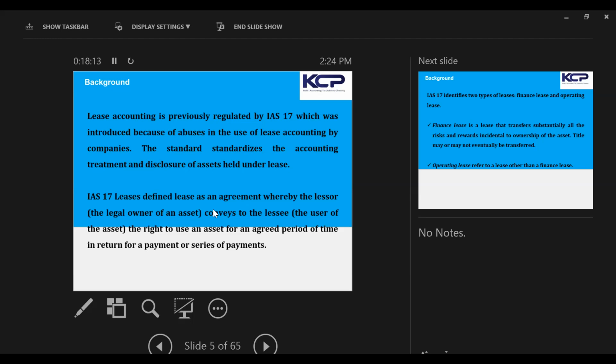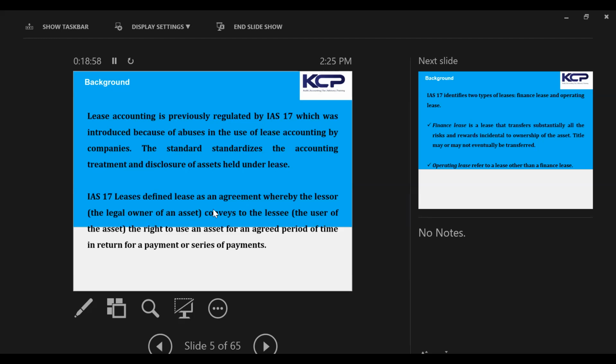Do you understand? And if they then, on the other way around, seek to attract investors, they want to impress you that we're doing well, they'll put on metrics that show that, oh, it is very attractive. So these are some of the many issues that IFRS 16 came to cover. So when I read that lease accounting was previously regulated by IAS 17, which was introduced because of abuses in the use of lease accounting by companies, this is a typical example of what I was referring to.